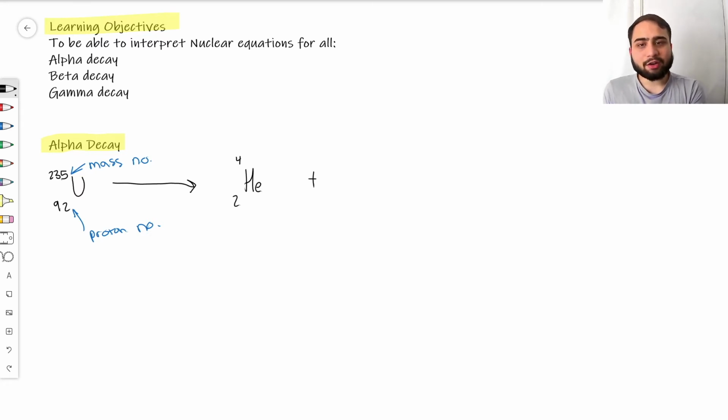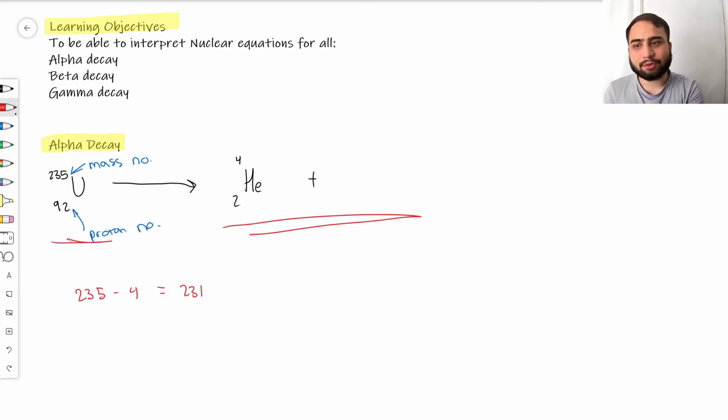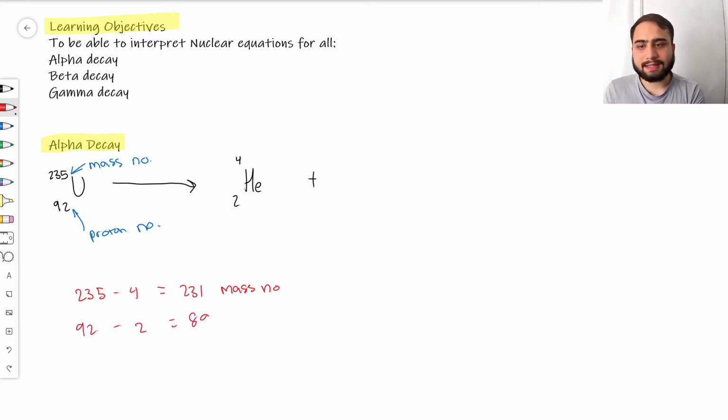Now, what is the remaining element here? Remember, the uranium is unstable, so it's decaying into a more stable element. To work that out, there's just a couple of really easy sums. We take away the mass numbers, 235 minus 4, and that ends up being 231, because remember, everything on this side has to add up to everything on this side, right? Conservation of mass. So that is our mass number, and then our proton number is just 92 minus 2. Sorry, no, that ends up being 90, and that is our proton number.